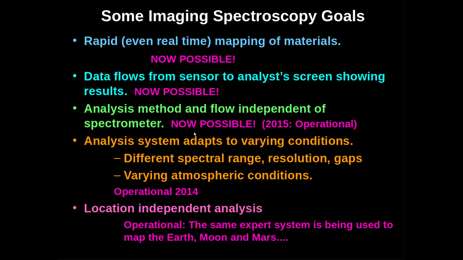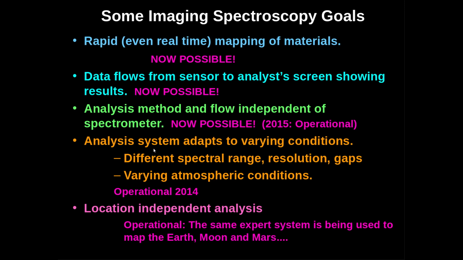So this analysis method and the flow of data from the spectrometer is independent of the spectrometer, so that the same expert system will run on the imaging spectrometer data on the EMET instrument on the space station, to the ASD spectrometer that's on the Zoe rover, or any other spectrometer. And any wavelength region is in theory possible.